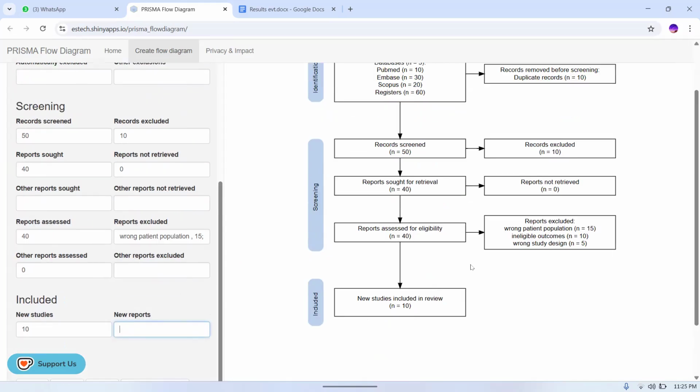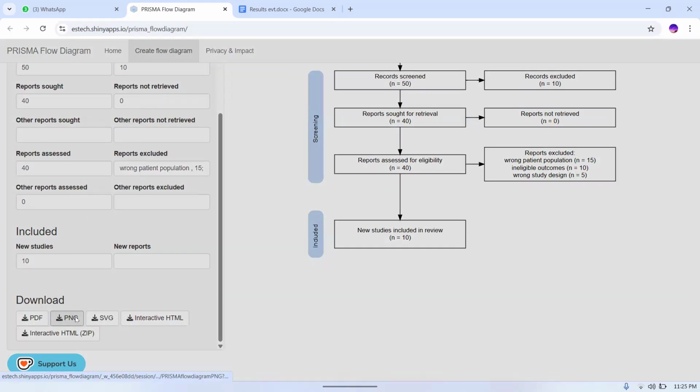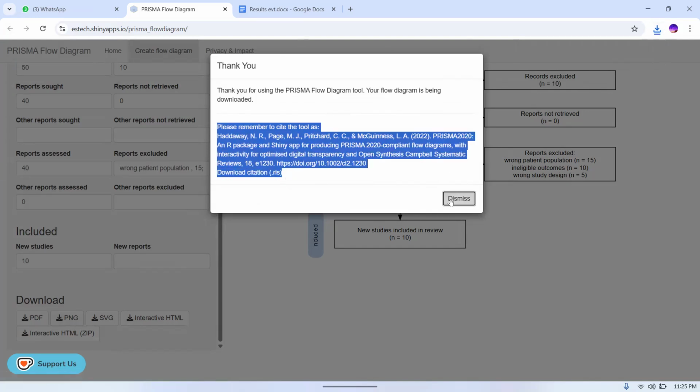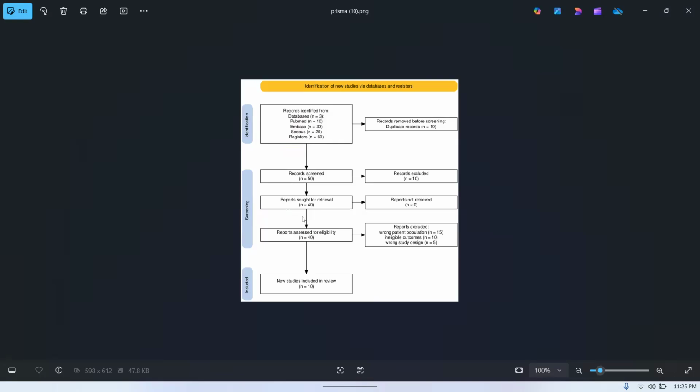Okay, so this is my PRISMA flow diagram. Now I would download it. Most people download it in the form of PDF, but PNG form is good to go. So I would download it. I would dismiss this thing. They are saying cite this tool, once you are doing meta. So okay, this is my PRISMA flow diagram. This PRISMA flow diagram you have to either put at the end of the article or in supplementary files.